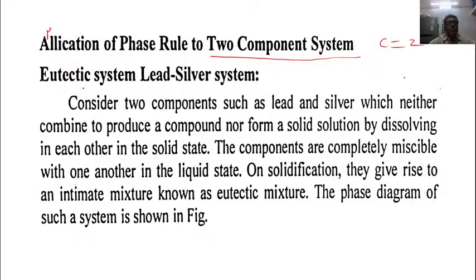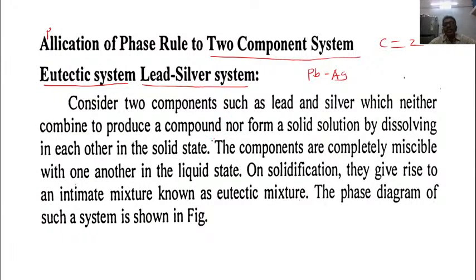Now the example of the system is the eutectic system, and the example is the lead silver system. Lead and silver. Lead is a metal and silver is also a metal. Okay, two components are existing there, lead and silver. These are the two components, purely solid. Lead is solid, silver is solid.